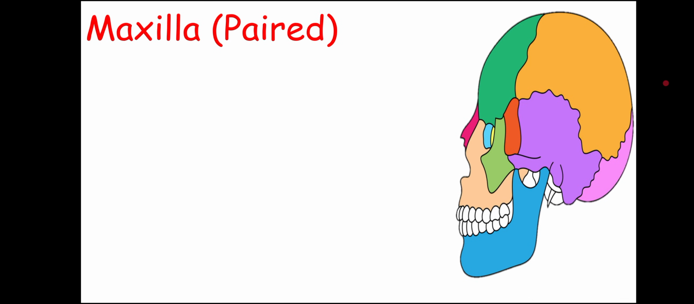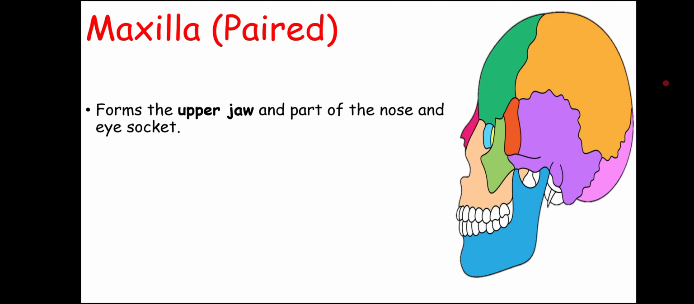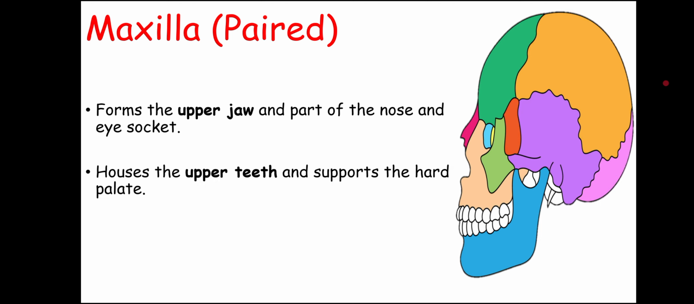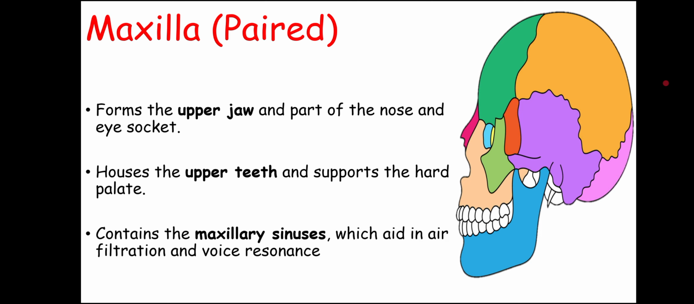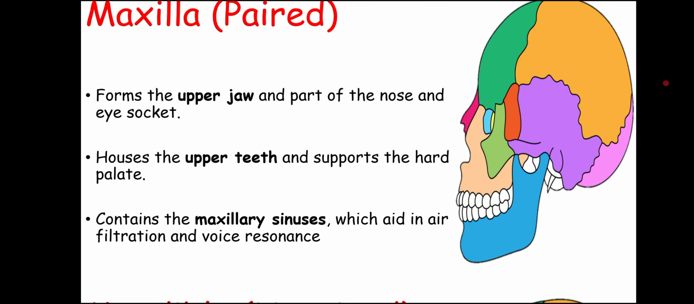Now let's talk about them one by one. The first bone we are going to talk about is maxilla that is paired bone. That means there will be two maxillary bone in every skull. It forms the upper jaw and part of nose and eye socket. It houses the upper teeth and supports the hard palate. Maxilla contains the maxillary sinuses which aid in air filtration and voice resonance.